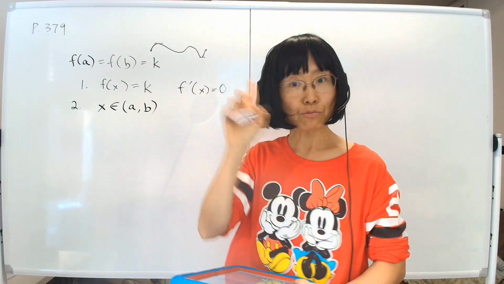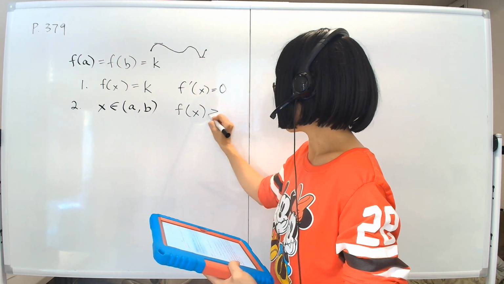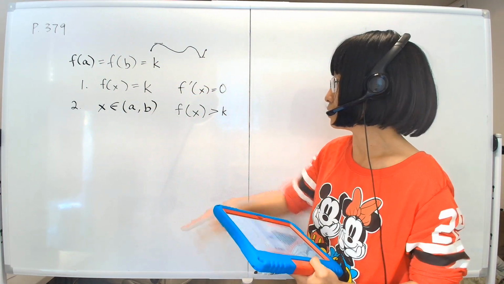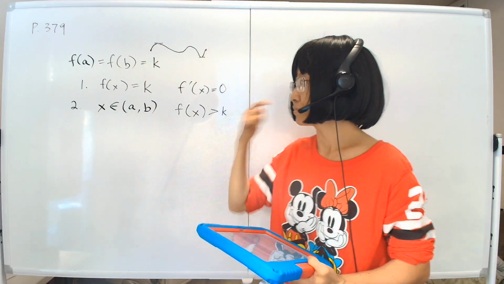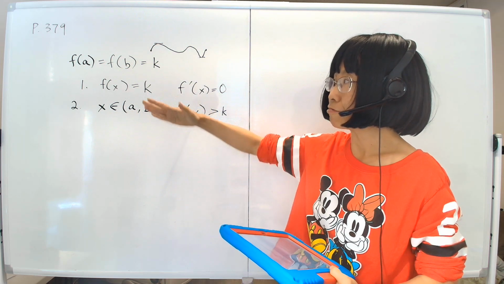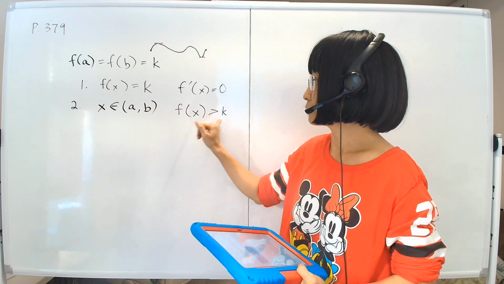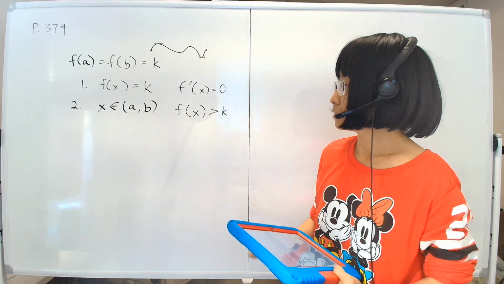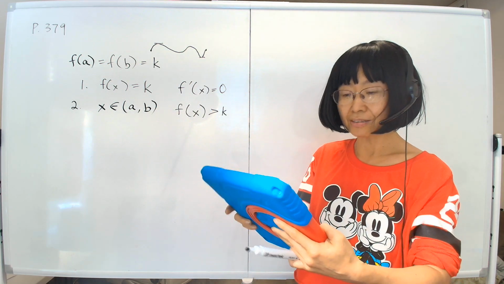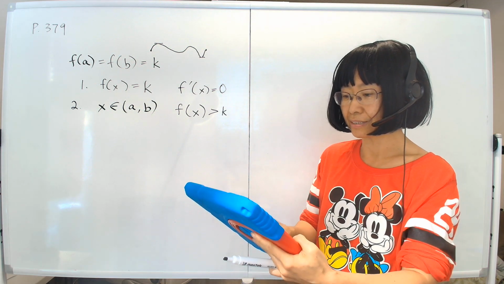Then at least one of the x's has f(x) bigger than k. That's the second case. So at one point it might go above. The third possibility is that at least at one point it is below the value of the constant. But we're only going to prove the second condition, because the third condition is proved the same way.